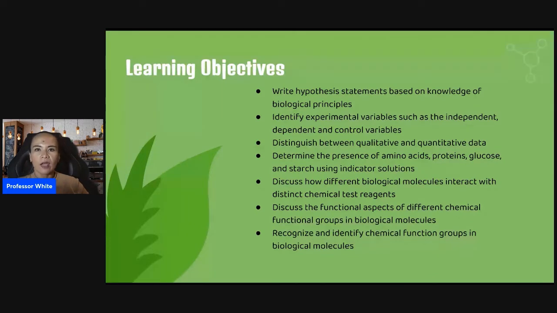We're also going to identify experimental variables such as independent, dependent, and controlled variables. Also, we're going to distinguish between quantitative and qualitative data, as well as determining the presence of different biological molecules like amino acids, proteins, glucose, starch, using indicator solutions. Also, we're going to discuss the different biological interaction based on the chemical test reagents that we will be using in the lab, as well as discussing the functional aspects of different chemical functional groups in biological molecules. And last but not least, to recognize and identify the chemical functional groups in biological molecules.